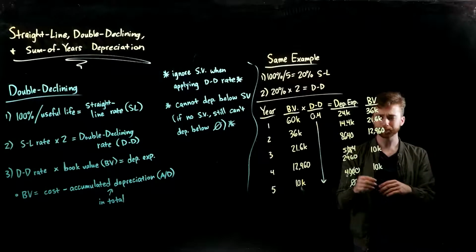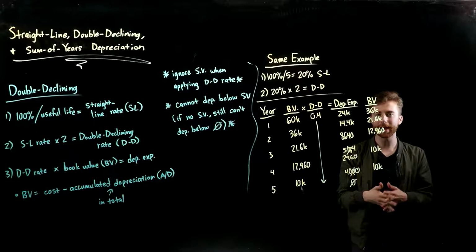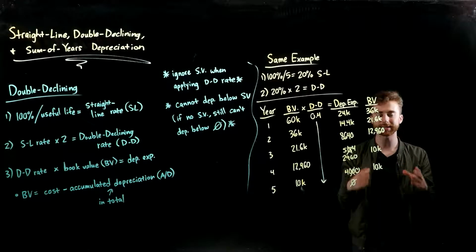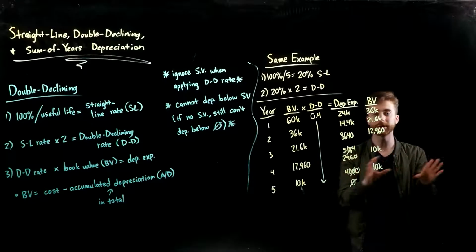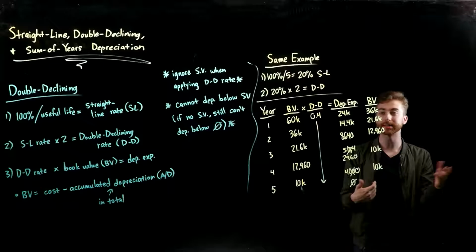But you can see that when you add up all of your depreciation right here, it's going to be the same amount as the straight line method. It's still going to be that exact same amount. So no matter which method you do, it's still going to depreciate the same amount. It's just the way it does it is a little bit different.